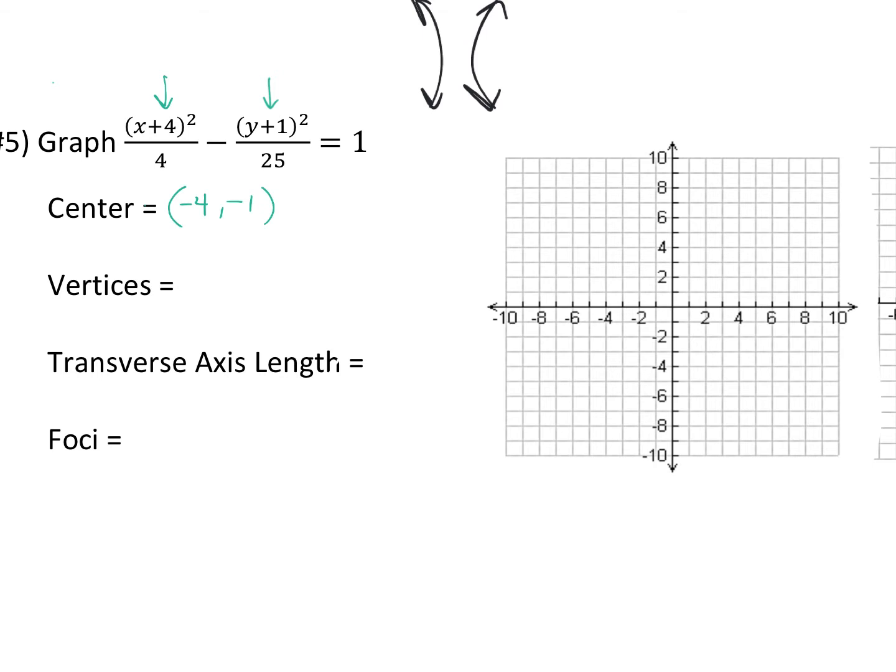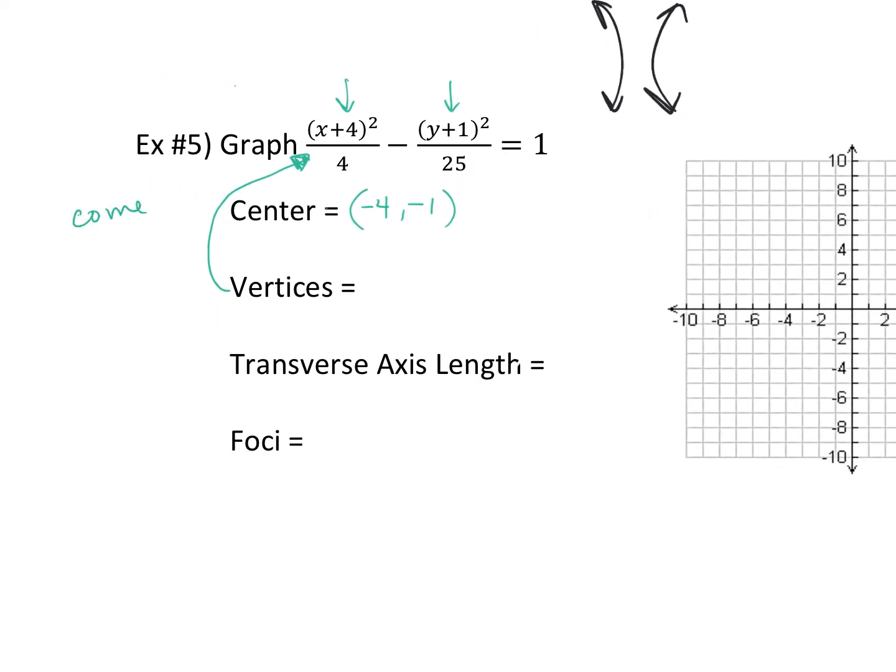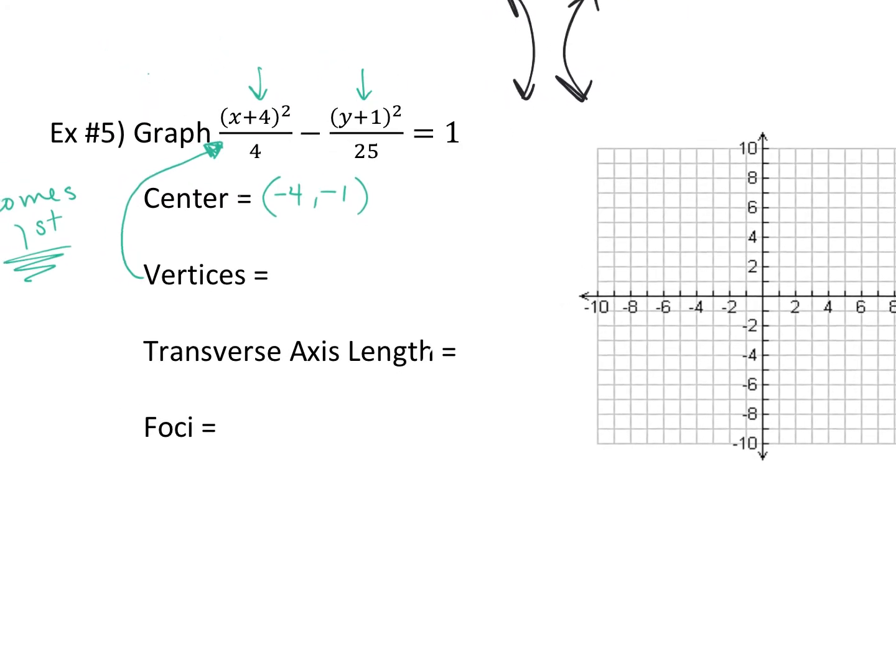For a hyperbola, how do you find your vertices? Is it whatever is bigger or whatever comes first? Whatever comes first, okay? So with a hyperbola, whatever comes first is going to be your vertices. So your vertices right now are coming from this. Can you tell me your a value right now? a is 2. This is a squared, right? 4 is a squared. There we go. So a is going to be 2. What's your b value? b is 5.